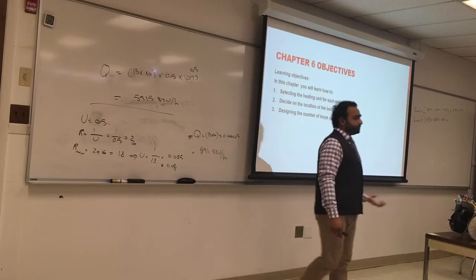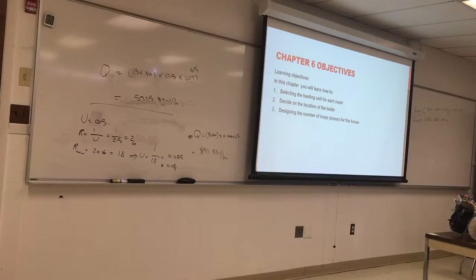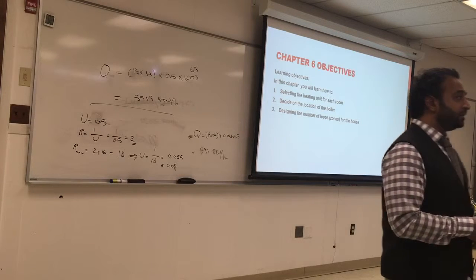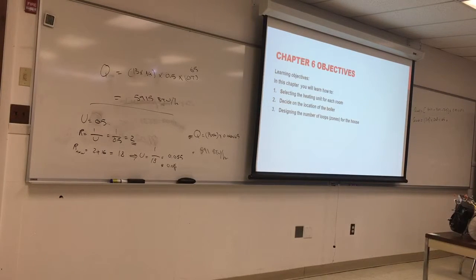Design the number of loops, zones. So how do we plan for that? How many zones do we want? You can have the entire house with one zone. But what will be the drawback for that? It'll be running all the time. The whole house will be the same temperature, meanwhile you don't need it. It will waste money. You have less control over the temperature.